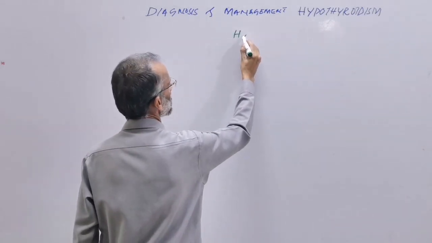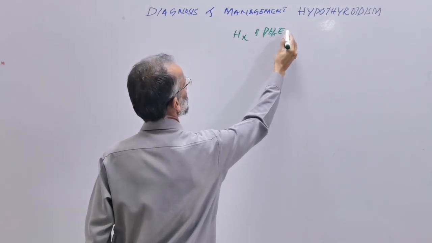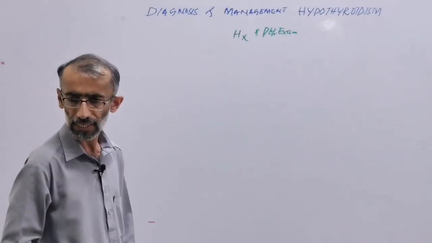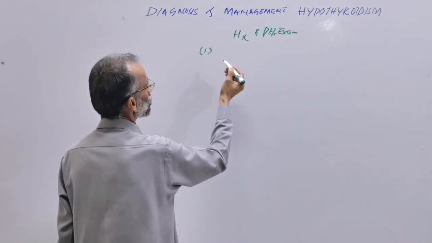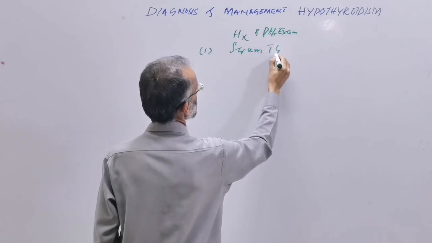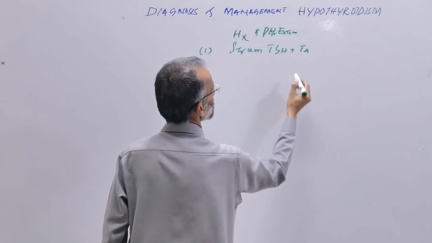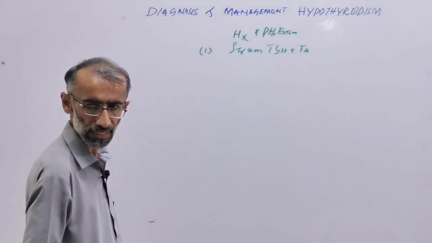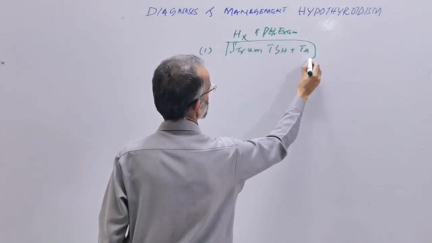On history and physical examination, you are suspecting a case of hypothyroidism. The first investigation you should order is serum TSH and serum T4.